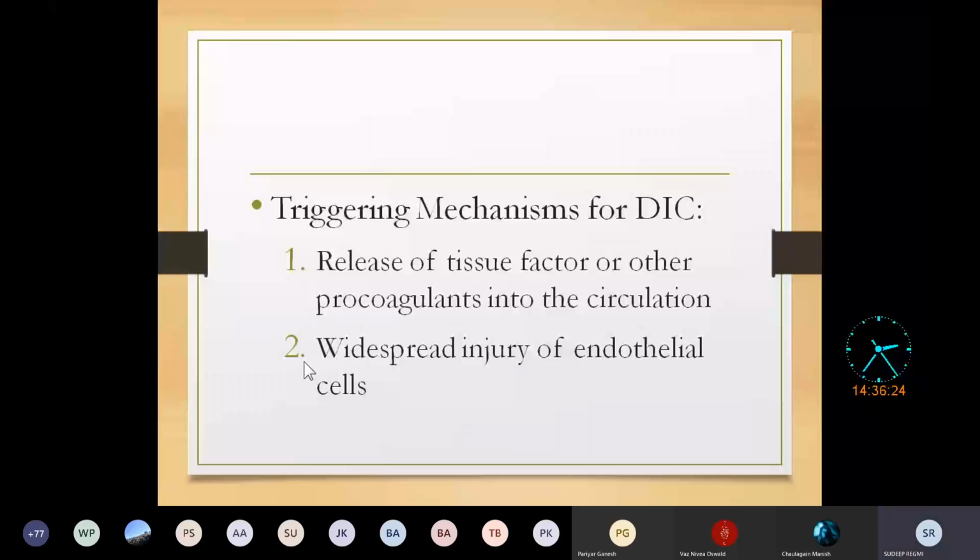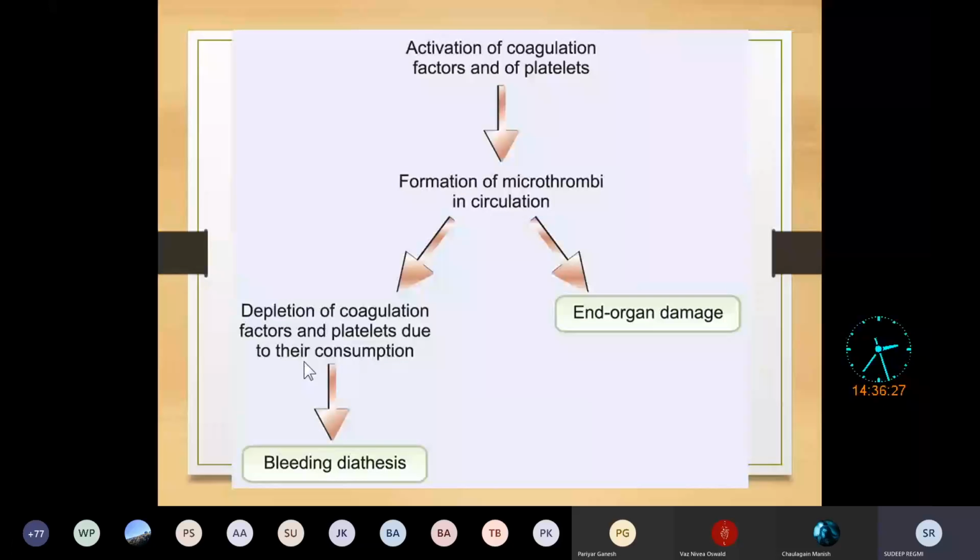So here you can see this is the initiation of the DIC, and what is the outcome of the DIC? There will be activation of coagulation factors and the platelets. First the platelets will be activated and then the coagulation factors, and there will be formation of microthrombi in many parts of the circulation, and this will lead to end organ damage. And there will be depletion of the coagulation factors and platelets due to their consumption, because these microthrombi are formed at many areas of the body.